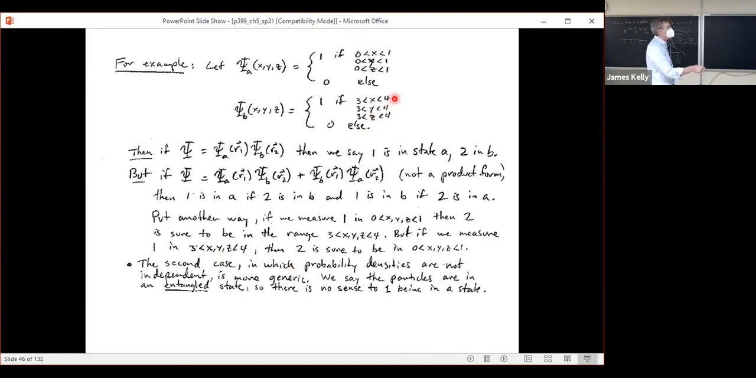In this case, if it's in a product state, we could say the electron's definitely with coordinates between 0 and 1, and the proton would definitely be in coordinates between 3 and 4 if it were in this state. But we can't make any statements like that when it's not of a product form. And that's what in general we call an entangled state. The two particles are entangled with each other.